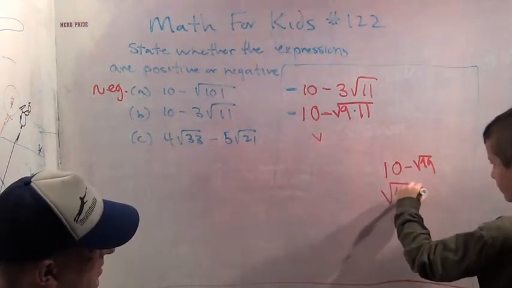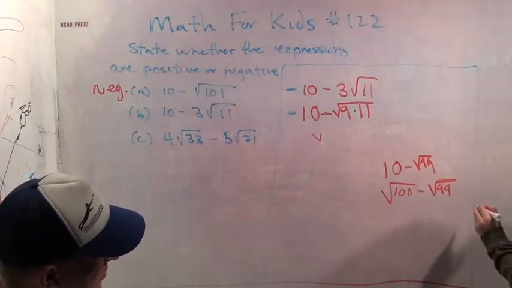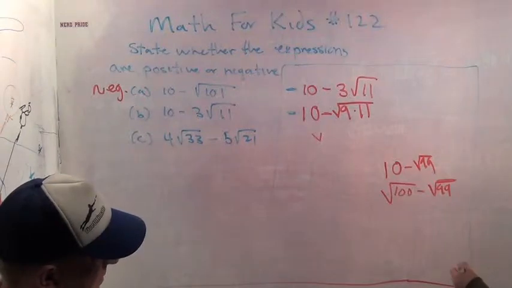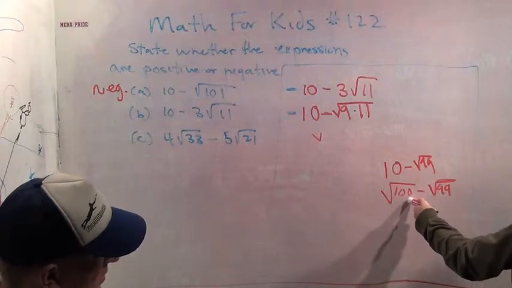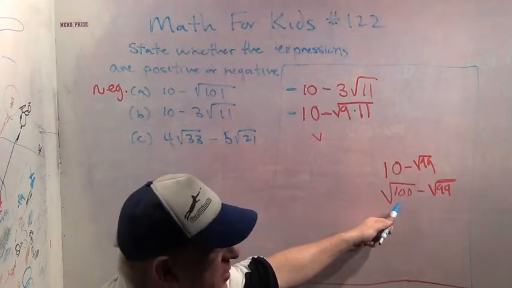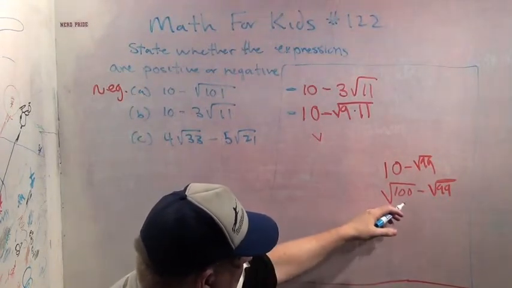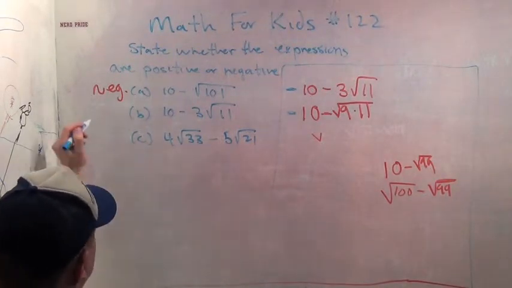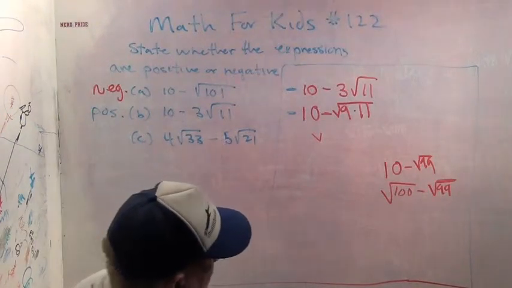Square root of 100 minus the square root of 99. Okay, so you got the square root of 100 minus the square root of 99, which is going to be positive. Why? Because this is the bigger number and this is the smaller number. The square root of 99 is less than the square root of 100 because 99 is less than 100. So here we have big number minus smaller number, which is a positive number. Okay, positive. So B, we get positive.